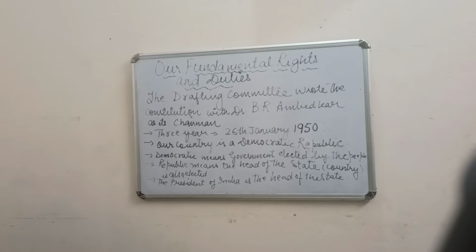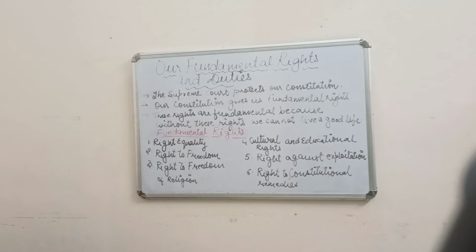So when we talk about the head of the state, who is the head of the state? Who is the first citizen of India? The first citizen of India is the president. So the president of India is the head of the state. The Supreme Court protects our constitution. So children, the thing arises when this constitution is drafted and implemented, there should be a body which has control for the governing of the constitution.